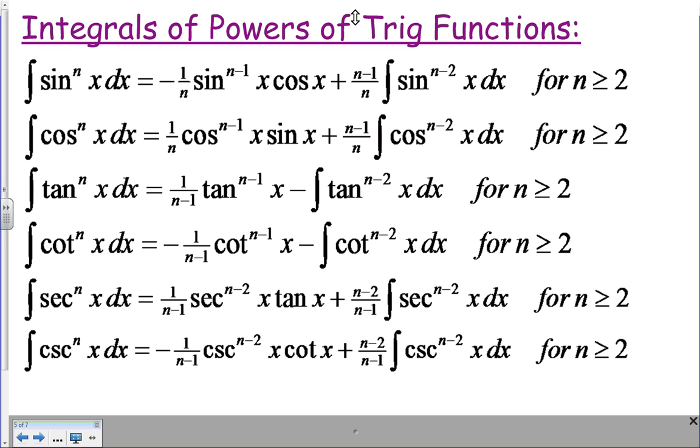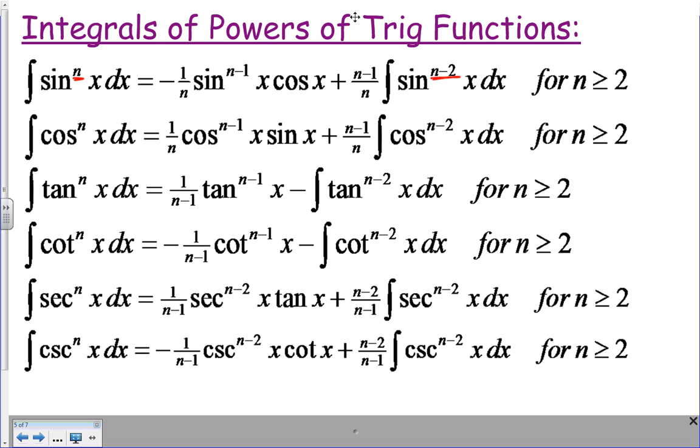The first one there is the integral of sine to the nth power of x dx. And that turns out to be equal to negative 1 over n sine to the n minus 1 of x times cosine of x, plus n minus 1 over n times the integral of sine to the n minus 2 of x dx. And that's for n greater than or equal to 2. So again, you can see that we started out with sine raised to the nth power, and we are able to rewrite this as sine to the n minus 2. So we've reduced the power on our trig function there.